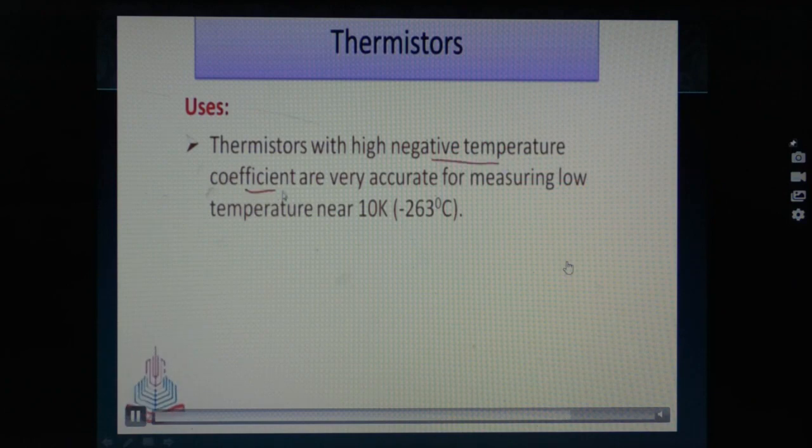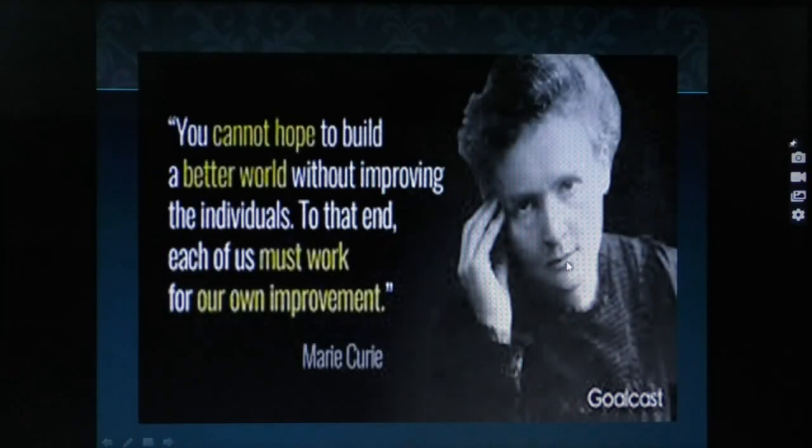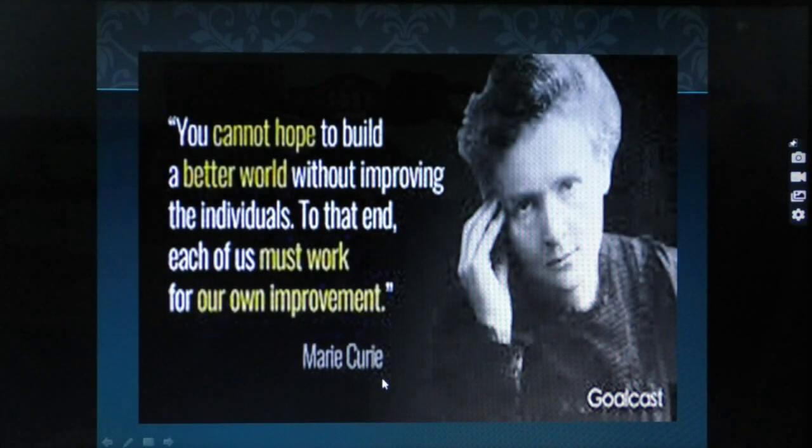In the end, Marie Curie, a famous physicist, has this quote: "You cannot hope to build a better world without improving the individuals. To that end, each of us must work for our own improvement." Thank you.